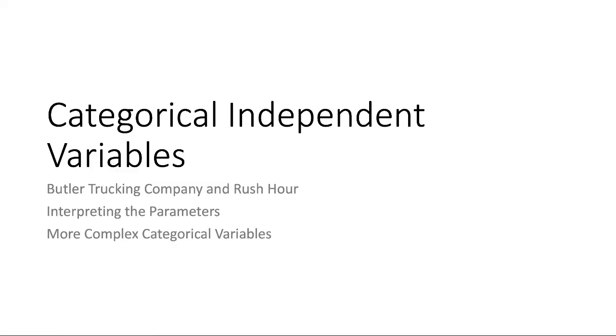In this video, I will talk about how categorical independent variables are handled in regression analysis. So far, the examples we have considered have involved quantitative independent variables, such as the miles traveled and the number of deliveries in our trucking company example. In many situations, however, we must work with categorical independent variables, such as marital status, such as married or single, or method of payment, such as cash, credit card, or check, and so on.